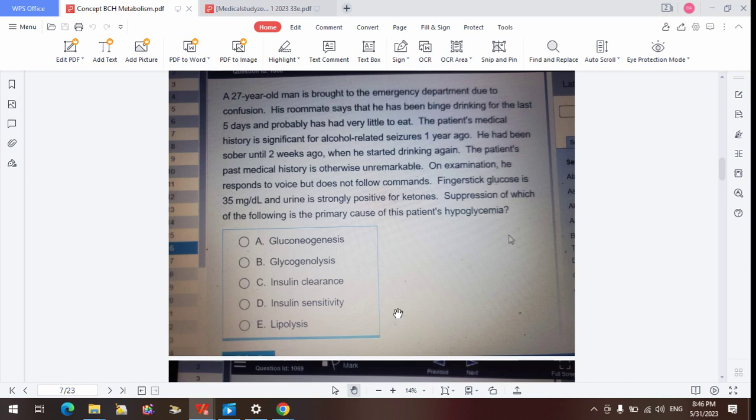A 27-year-old man is brought to the emergency department due to confusion. His roommate says that he has been binge drinking for the last 5 days and probably has had very little to eat. The patient's medical history is significant for alcohol-related seizures one year ago. He had been sober until 2 weeks ago when he started drinking again. The patient's past medical history is otherwise unremarkable. On examination, he responds to voice but does not follow commands. Finger stick glucose is 35 milligrams per dL, and urine is strongly positive for ketones. Suppression of which of the following is the primary cause of this patient's hypoglycemia?